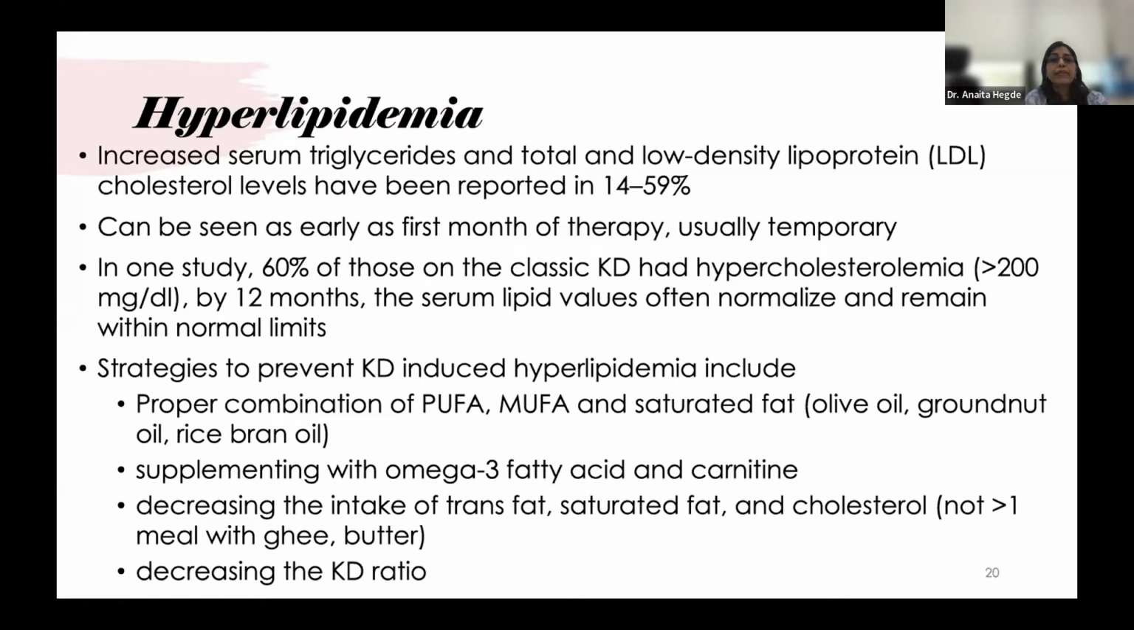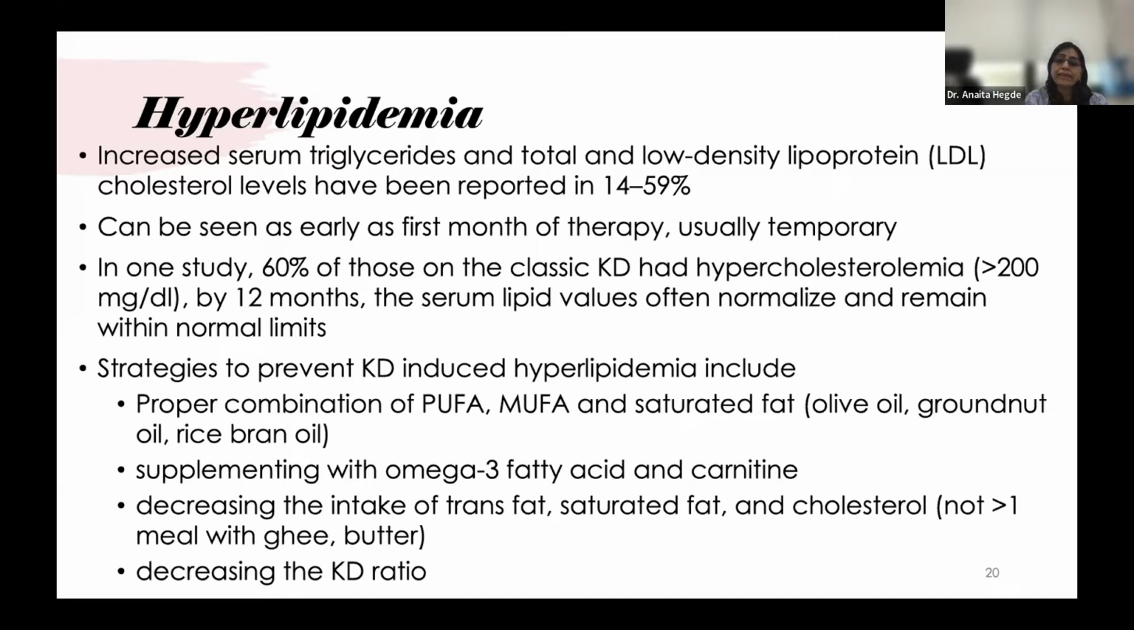Hyperlipidemia. Increased serum triglycerides and total and low density lipoprotein cholesterol levels have been reported in 14 to 59% of the cases. But as Dr. Nathan had earlier mentioned, it can be seen as early as the first month of therapy and is usually temporary. In one study, 60% of those on the classic KD had hypercholesterolemia by 12 months. The serum lipid values often normalize and remain within normal limits.